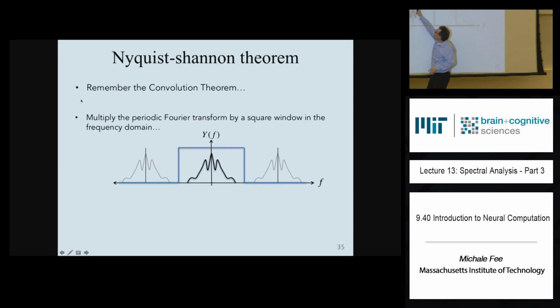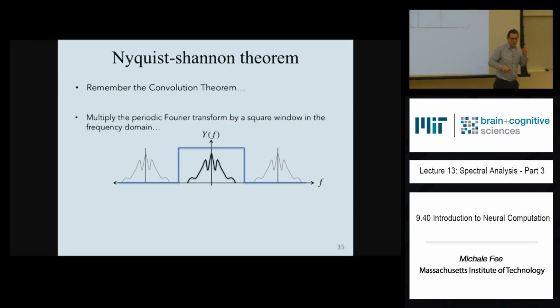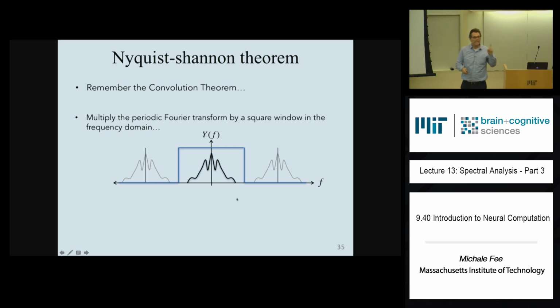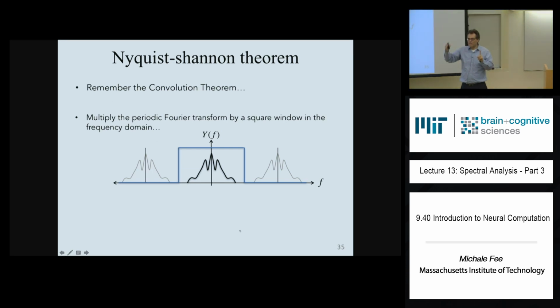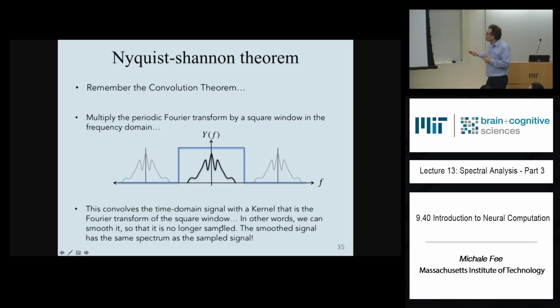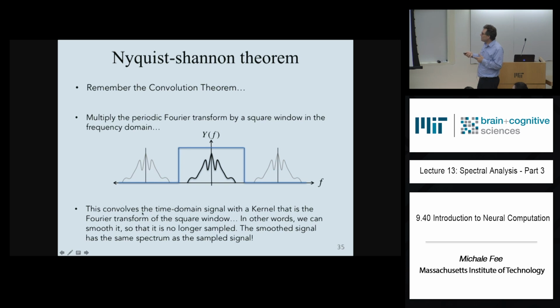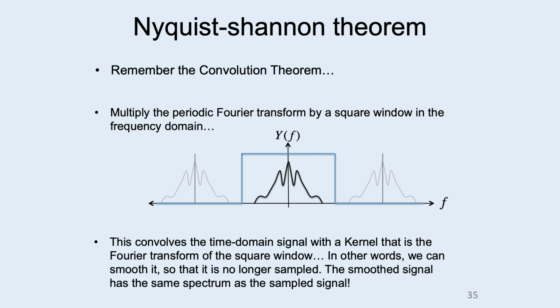Now, when I put a square window in the frequency domain, what am I doing in the time domain? Multiplied by a square window in frequency, what am I doing in time? Convolving. So basically what I do is I take the original signal sampled regularly in time, and I just convolve it with what? What's the Fourier transform of a square pulse? That wiggly thing. I can just convolve the time domain signal with a kernel that's the Fourier transform of that square window. It's just the sinc function. And when I do that, I get back the original.